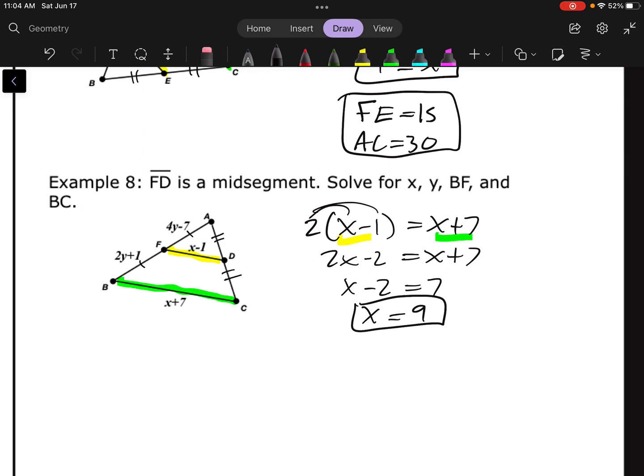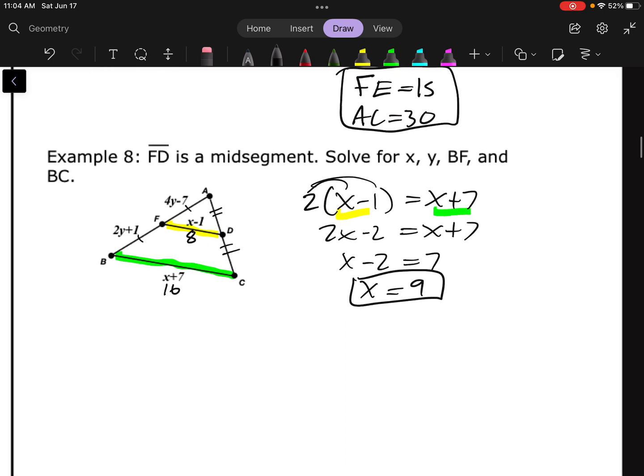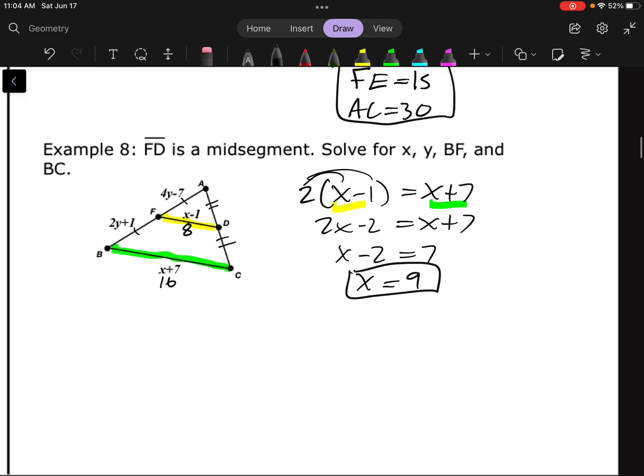Let's plug that back in, make sure that works. 9 minus 1 is 8. And 9 plus 7 is 16. Okay, 8 is half of 16, so we're good there. Now, were either of those something we wanted to find? We did want to find BC. So BC is 16. But now we got to find y.